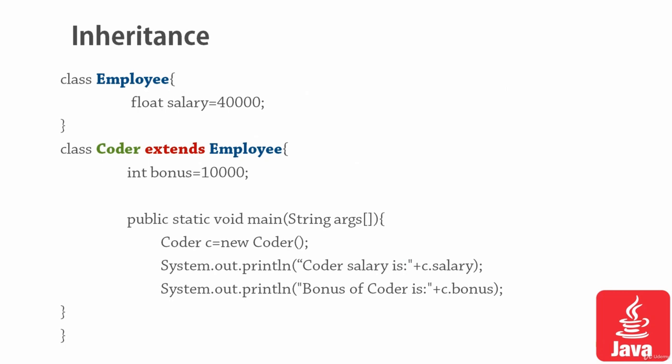Here we have created an object called C for the coder class, and we can access the variables or different methods of the employee as well as coder class using the same object. An object from child could be used to access public or protected variables of the base class.